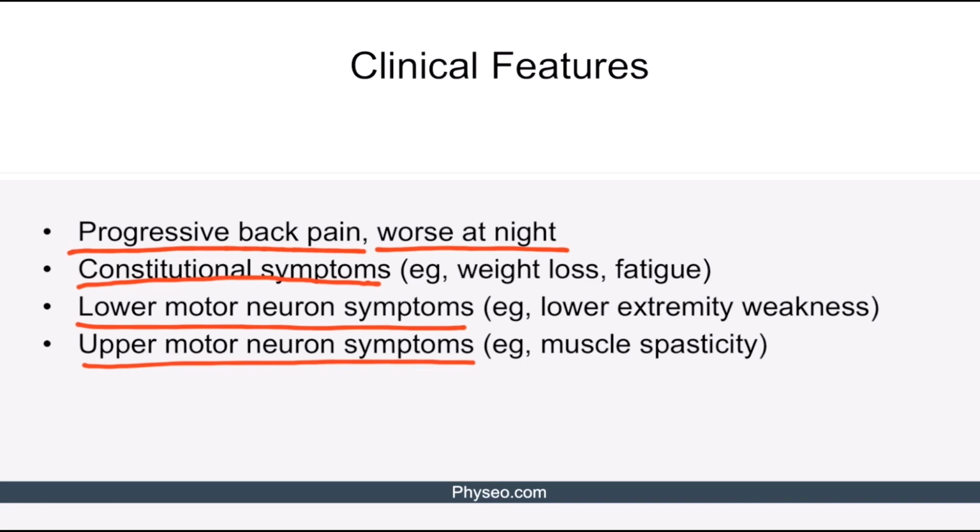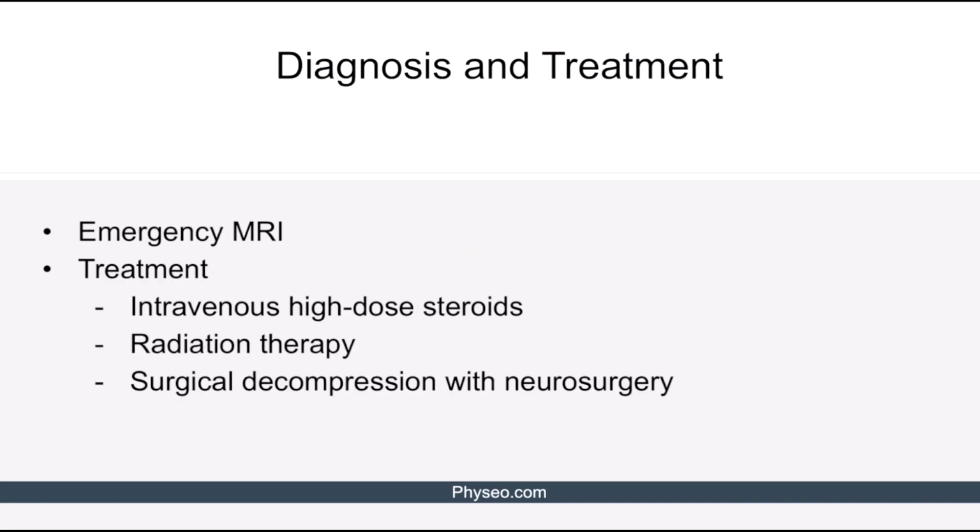The diagnosis of spinal cord compression is confirmed with emergency MRI as soon as you suspect it clinically. And once you've diagnosed it with an MRI, then you want to treat it. And how you do this is you start with intravenous high-dose steroids, and the goal is to promptly reduce the size of the tumor and prevent further damage to the nervous system. And patients should subsequently be either referred to a radiation oncologist so that they can get some radiation therapy, or scheduled for surgical decompression with neurosurgery in order to definitively treat their spinal cord compression.